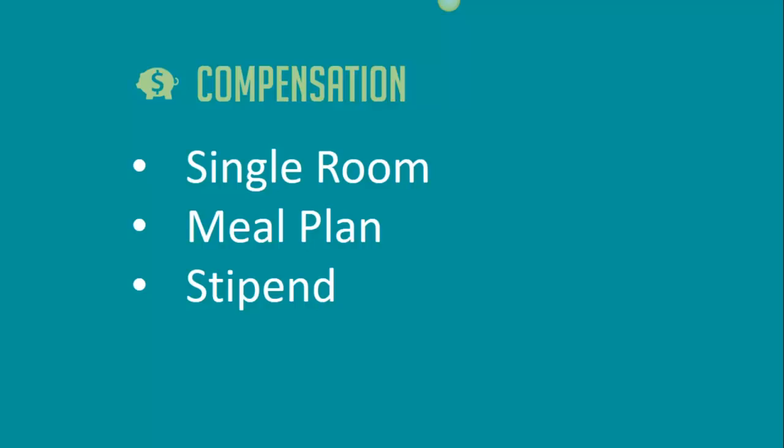Finally, show me the money. So, compensation for the RA position. There are a few important things that we want to be sure to note with you in regards to that. So, in terms of compensation, you can expect to receive a room to yourself in the residence hall that you are hired to. You will receive the meal plan, which is the all-access anytime dining plan. And then finally, there is a stipend.